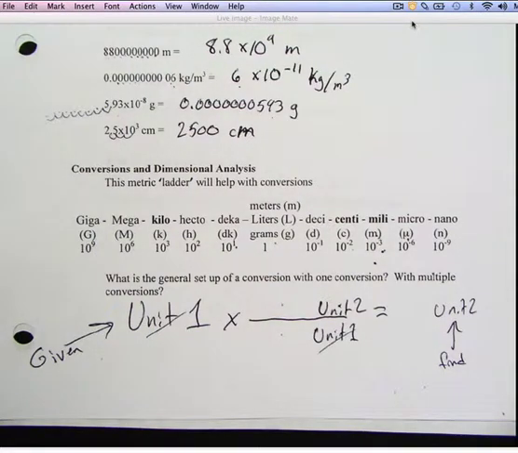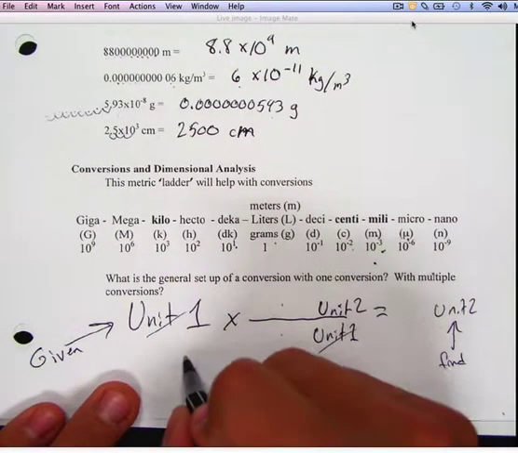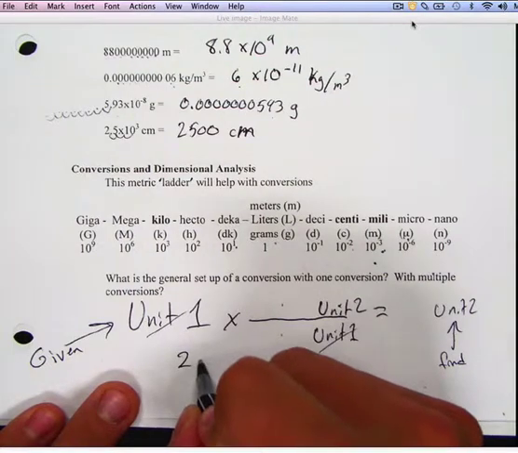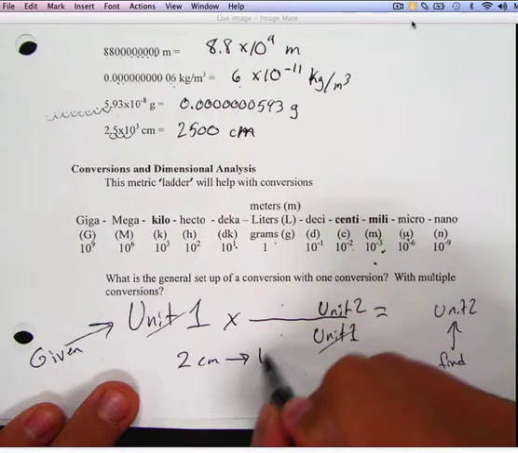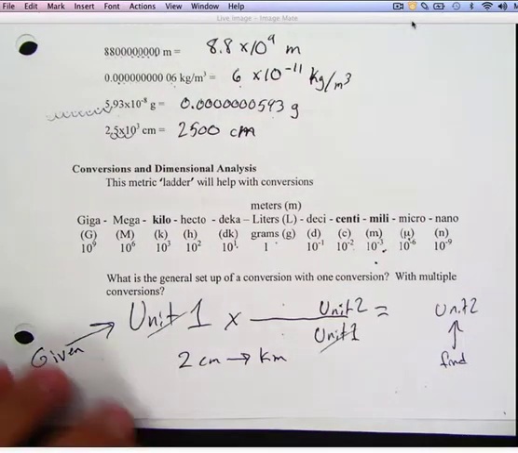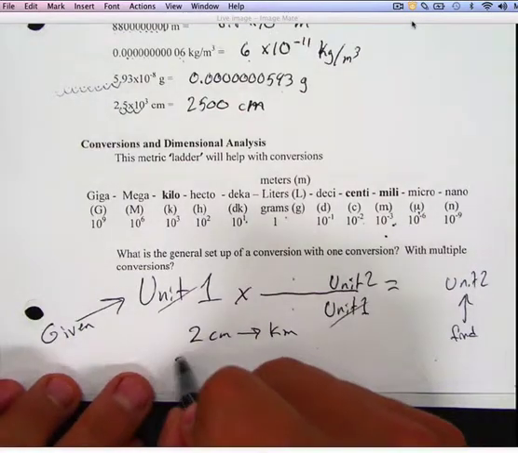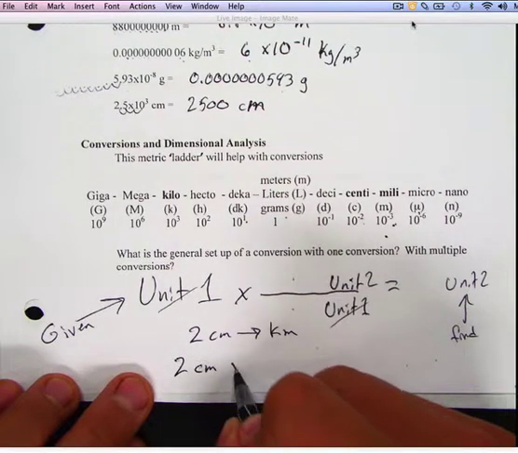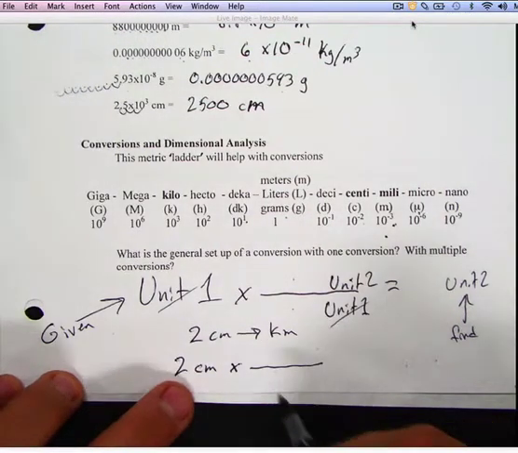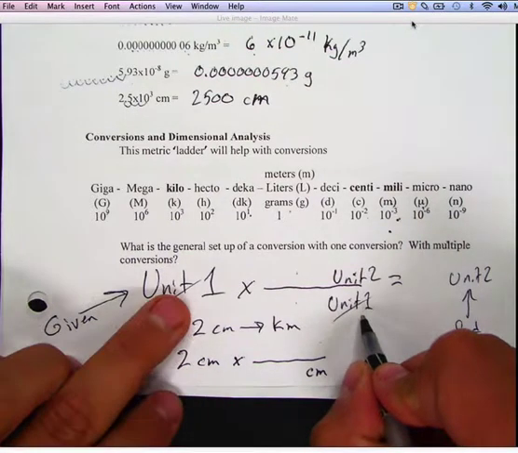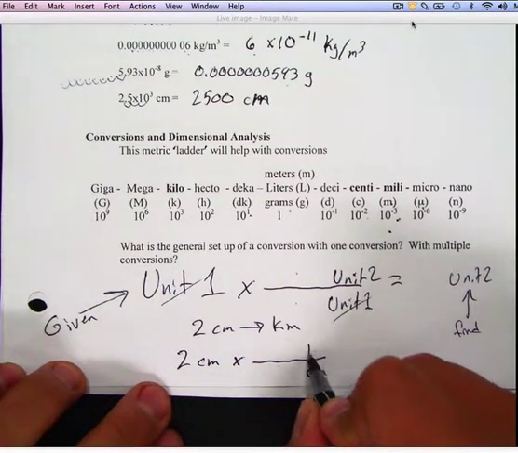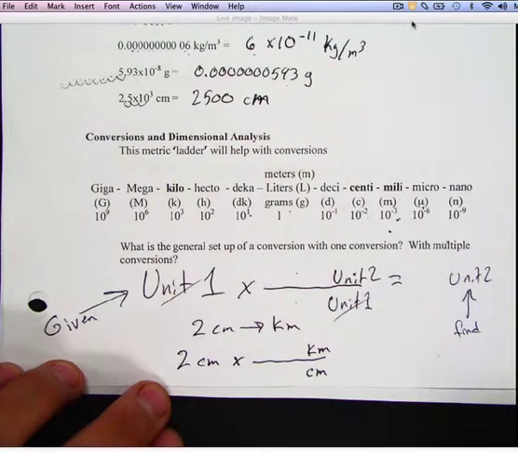All right, so for example, let's say I want to change 2 centimeters into kilometers. All right, I write down my given, 2 centimeters. Because centimeters, I want to get rid of that, I write that in the bottom. See, unit 1, those match. And what I want to go to is kilometers, so I put that on top.